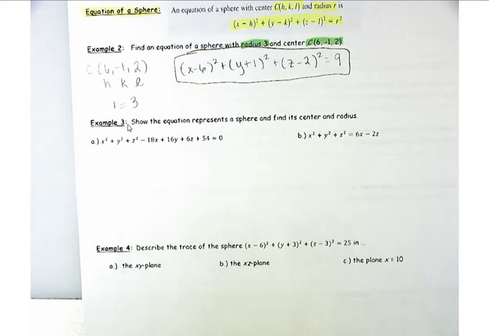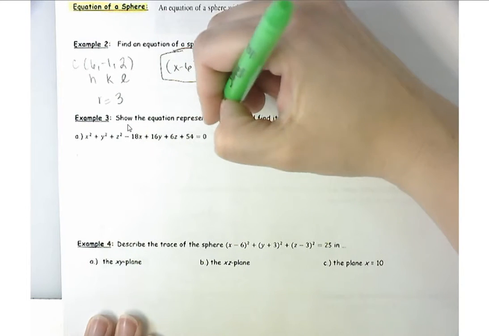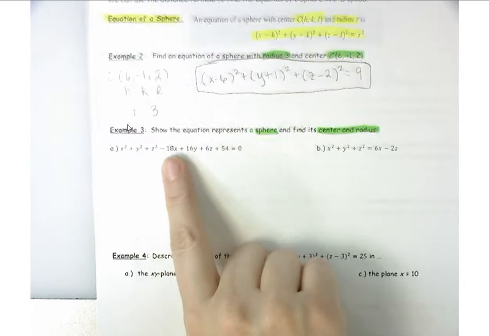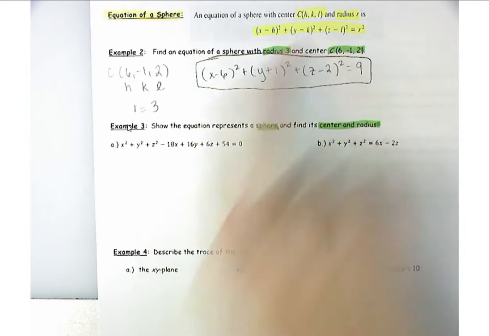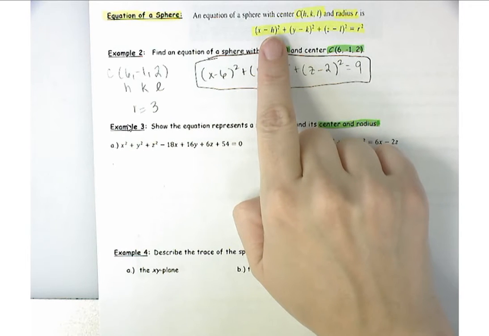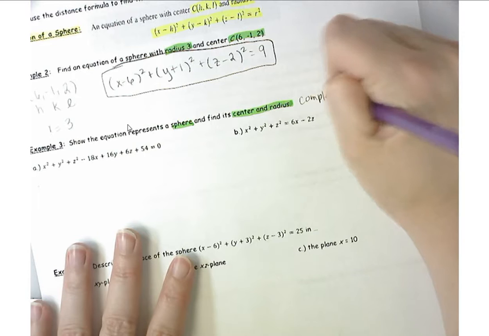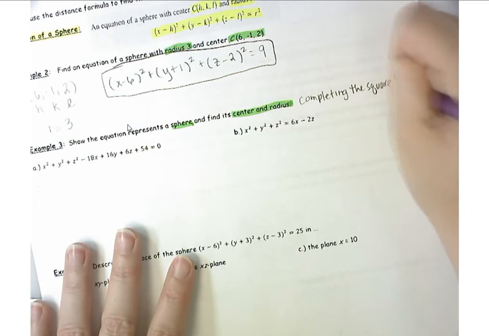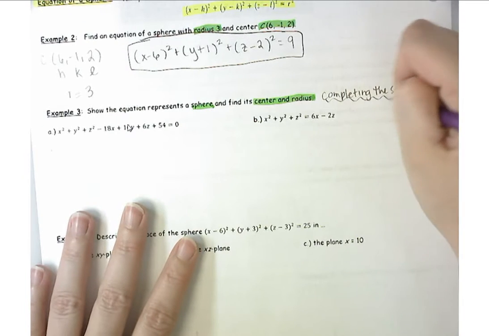Okay, now, for example 3, we have to show that the equation represents a sphere and find its center and radius. So if we want to show that this represents a sphere, we want to put it in this format. What's a strategy I can use to put all of this into a sphere equation? Yeah, completing the square. Remember I told you that we'd get to do completing the square more than one time? Now we can do it not once, not twice, but 3 times. 3 times the fun is what you're probably thinking.